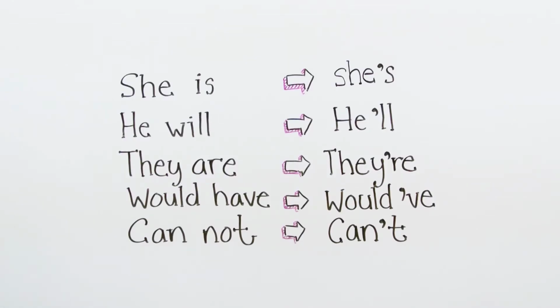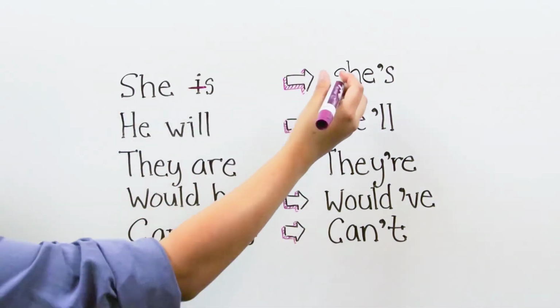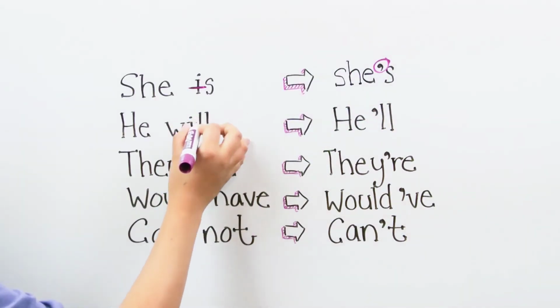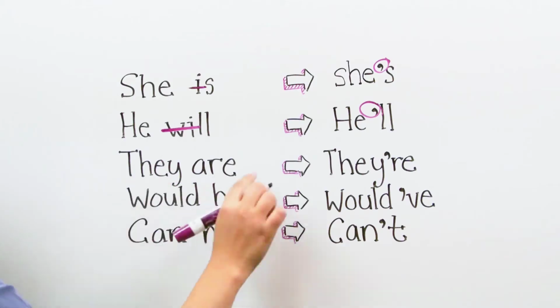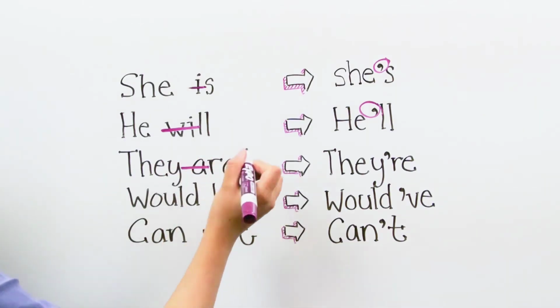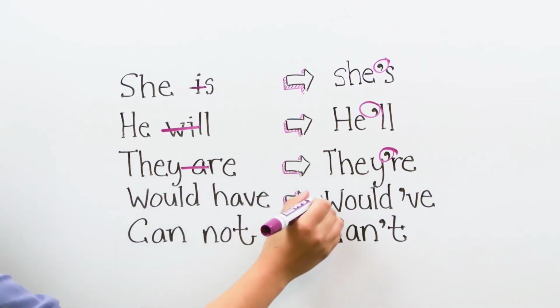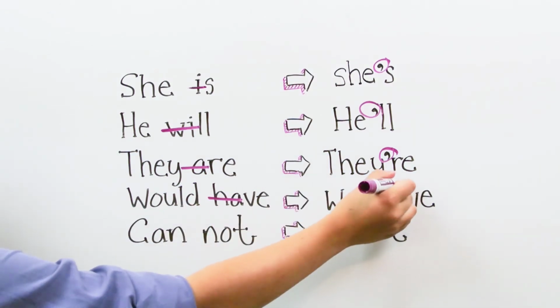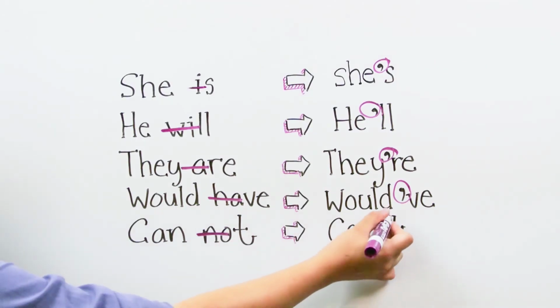Some other examples of using apostrophes in contractions are she is becomes she's. He will becomes he'll. They are becomes they're. Would have becomes would've. Cannot becomes can't.